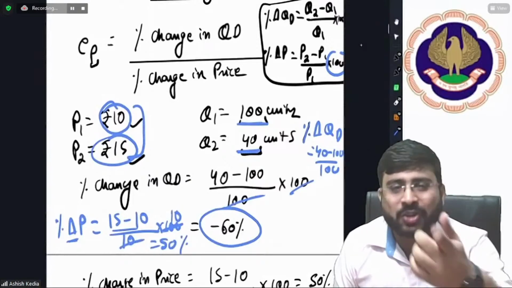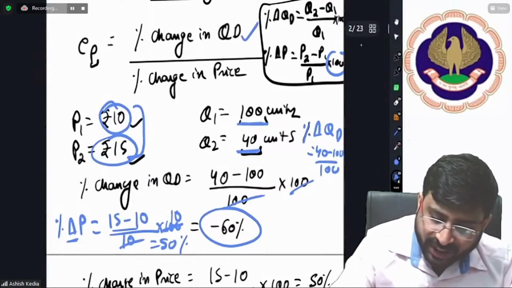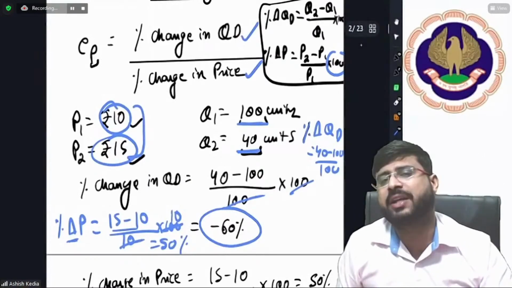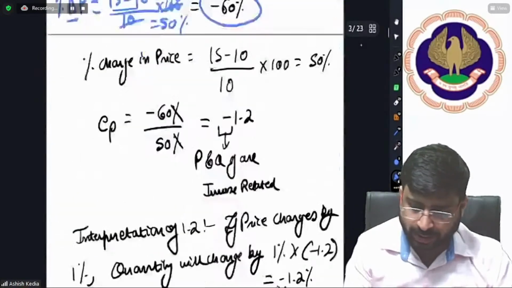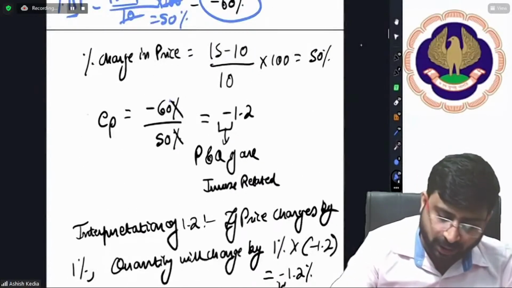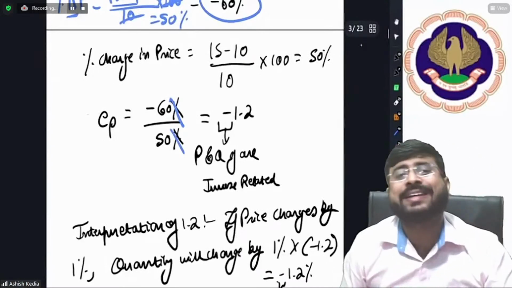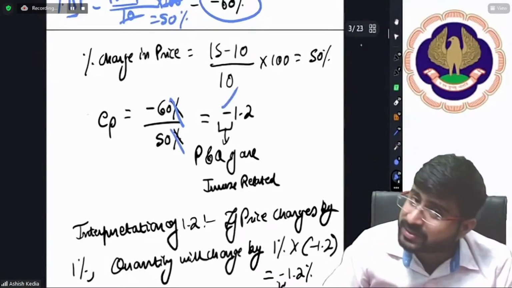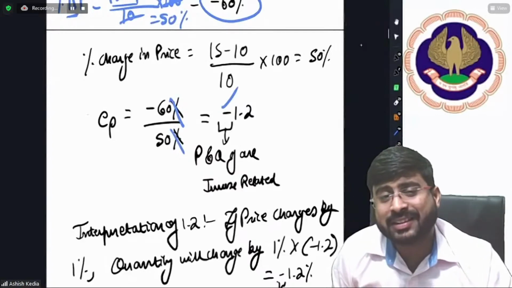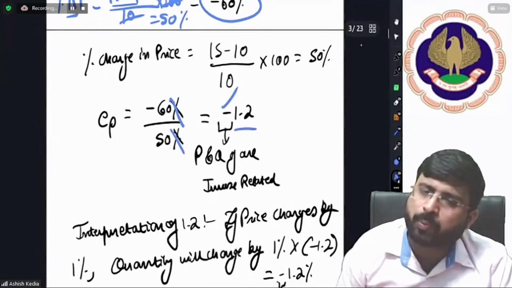Quantity is falling. Now see, we have both the data, the percentage change in quantity demanded as well as the percentage change in price. What is to be done now? Just put the values and your answer is there. Minus 60% by 50%. We just cut them off and we get minus 1.2. Why this minus sign? I repeat, it indicates a negative relationship between price and quantity demanded. What does this 1.2 mean?